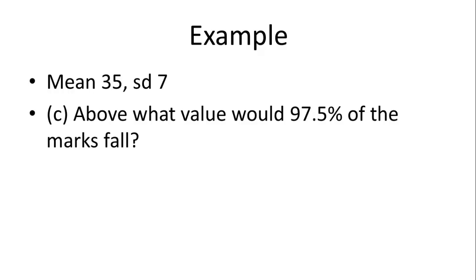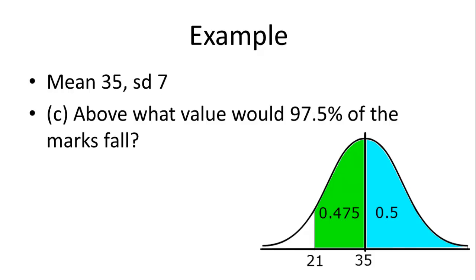97.5%. Above what value do we get that many marks? Well, you see on the diagram there, 0.475, half of 95%. That's 2 standard deviations below the mean. 35 minus 14 for 21. And the entire other half, this goes out onto infinity on that side. Add those two up, we get 97.5%. So 97.5% of the marks will be above 21.